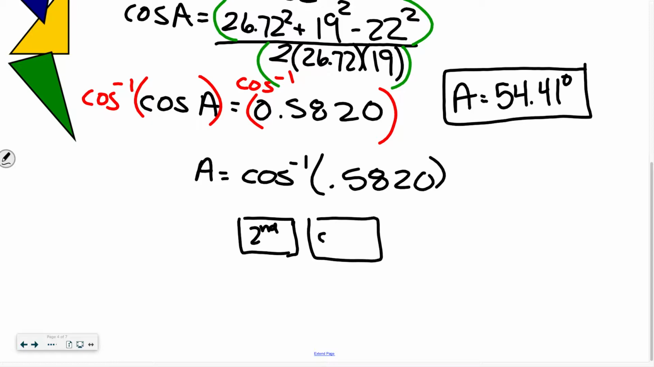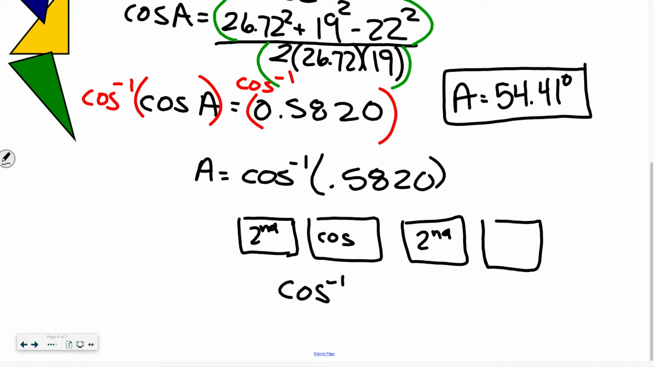Second cosine. And so it'll bring up the cosine with the -1. And then you'll do second ANS, or second negative, which will bring up the ANS on your little calculator. And that should also give you 54.41. So this is really a handy tool on your calculator if you're aware of it. It just uses the last answer as a substitution.